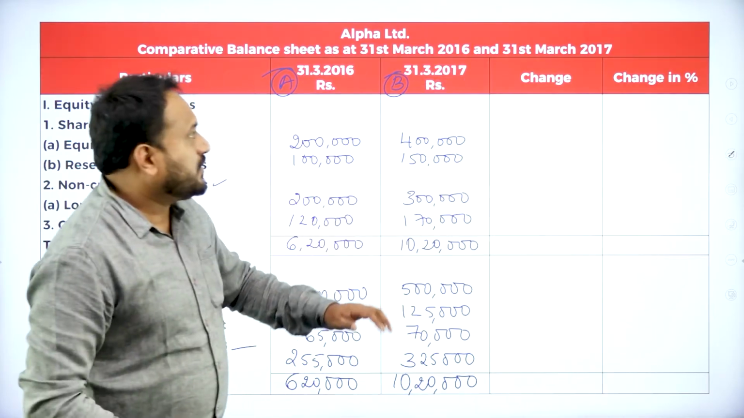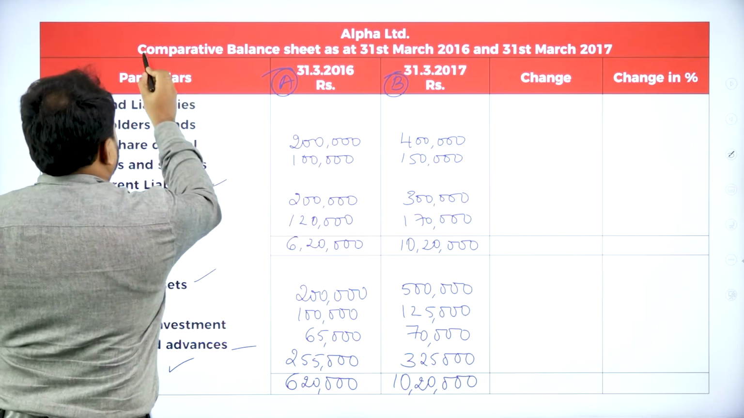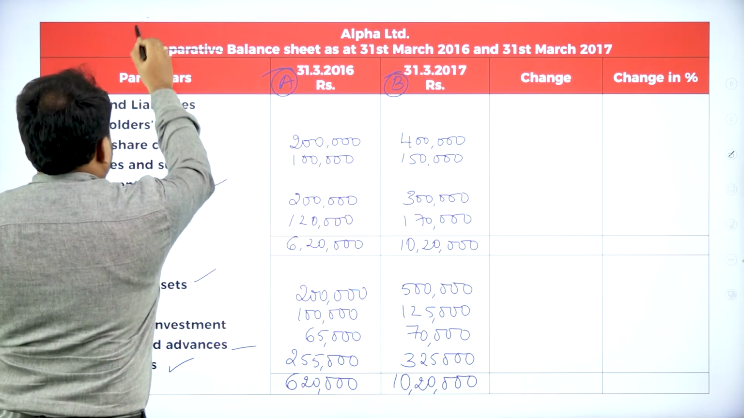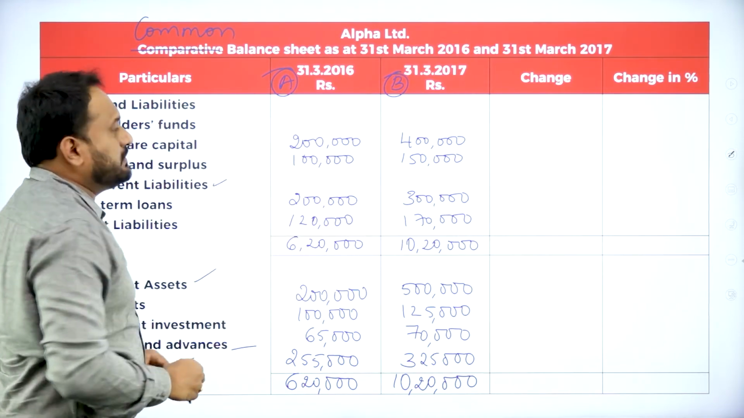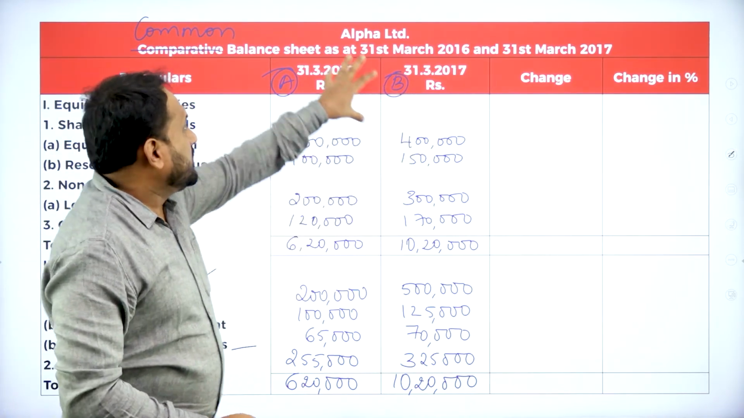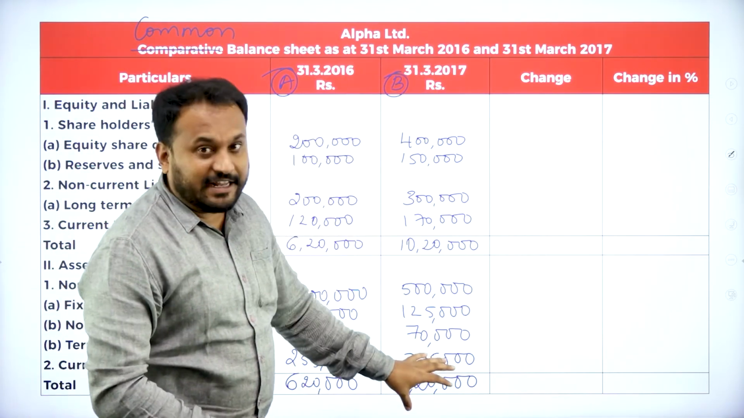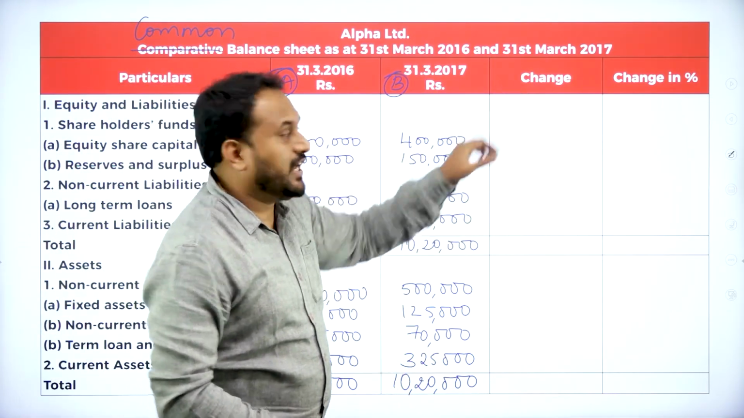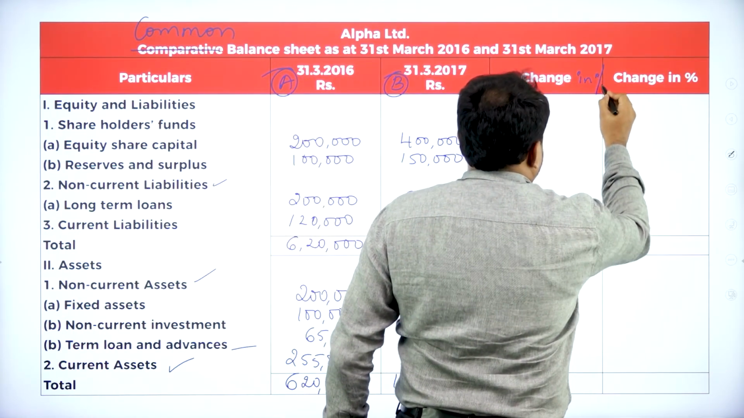Now, when we go with the comparative statement, see here, comparative is done. Now we will go with the common balance sheet. The second column is the same, 16, 17, and the third column here is the change in percentage.